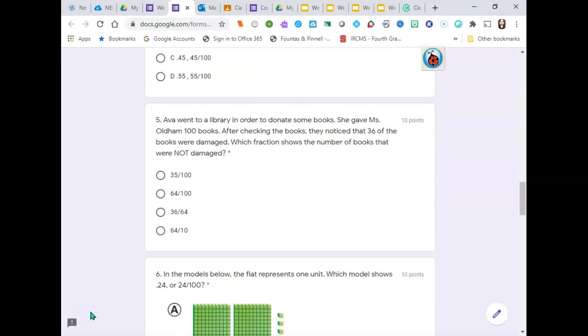Number 5, Ava went to a library in order to donate some books. She gave Miss Oldham 100 books. After checking the books, they noticed that 36 of the books were damaged. Which fraction shows the number of books that were not damaged? 35 hundredths, 64 hundredths, 36 sixty-fourths, or 64 tenths?